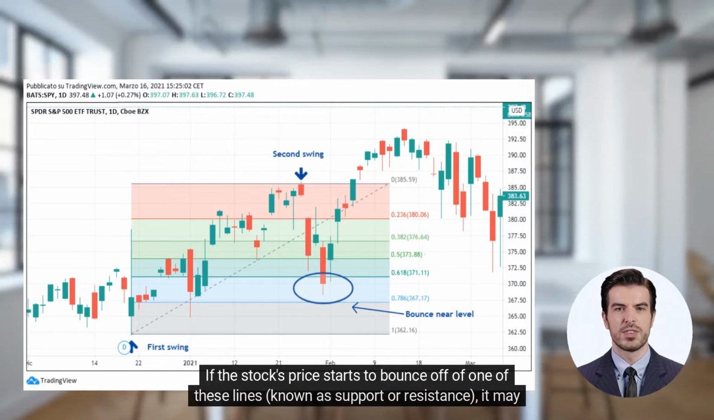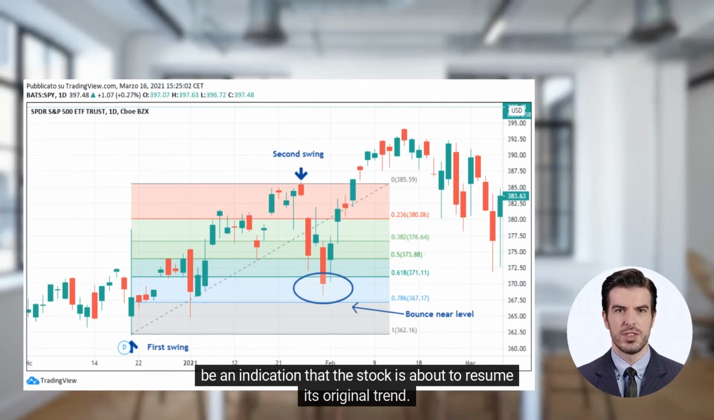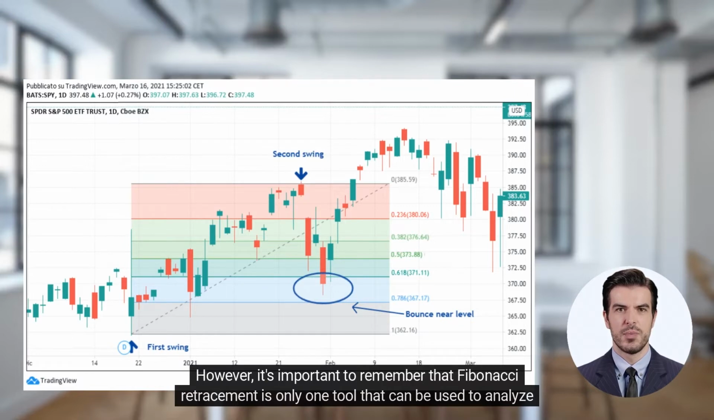If the stock's price starts to bounce off of one of these lines, known as support or resistance, it may be an indication that the stock is about to resume its original trend. However, it's important to remember that Fibonacci retracement is only one tool that can be used to analyze stock movement.